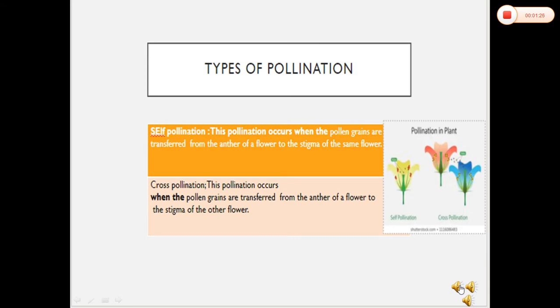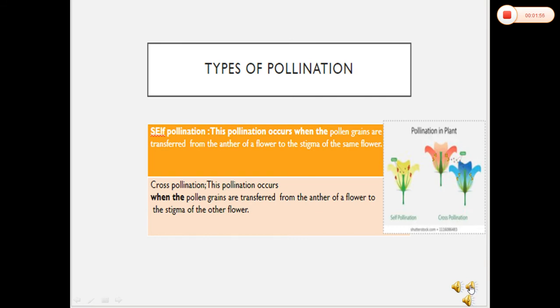Now comes the types of pollination. As I told you in the previous slide, there are two types of pollination, self and cross pollination. First, we should talk about self-pollination, which occurs when the pollen grains are transferred from the anther of a flower to the stigma of the same flower. And cross-pollination occurs when the pollen grains are transferred from the anther of a flower to the stigma of another flower. So this is the difference: self-pollination is from the same flower and cross-pollination is from another flower.